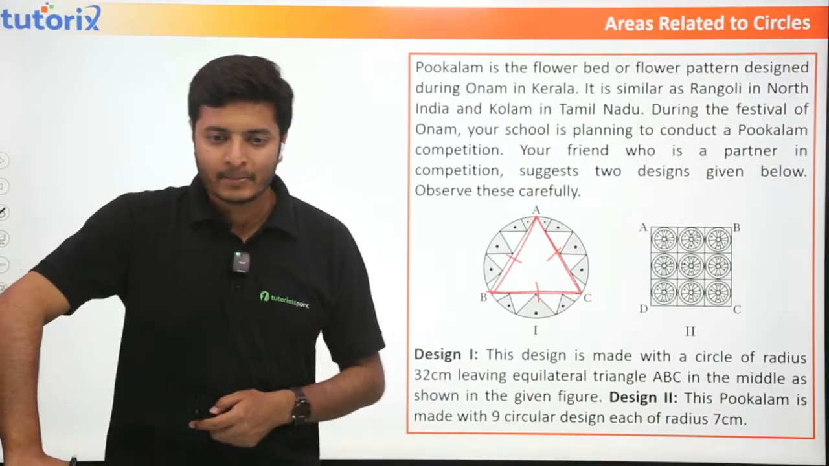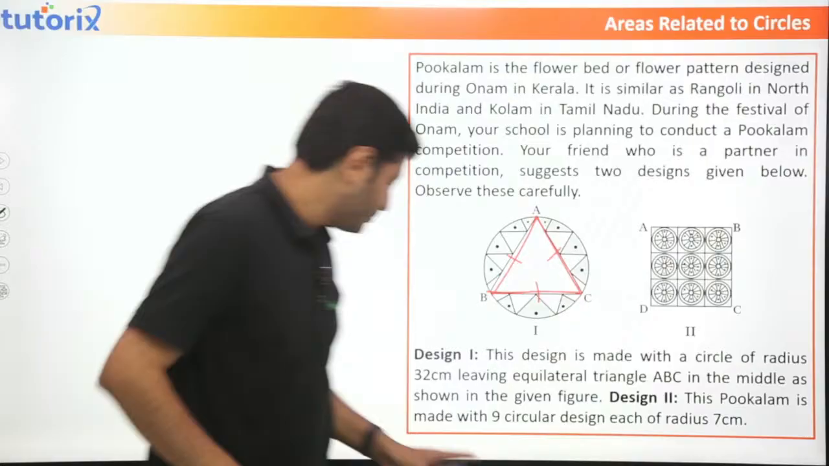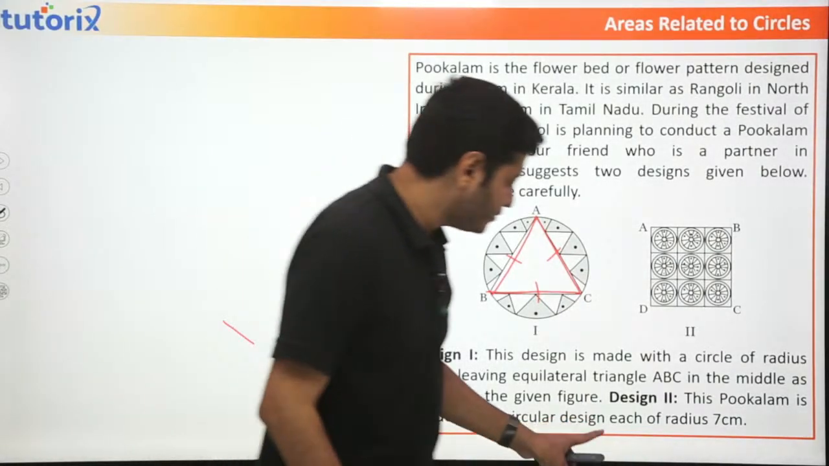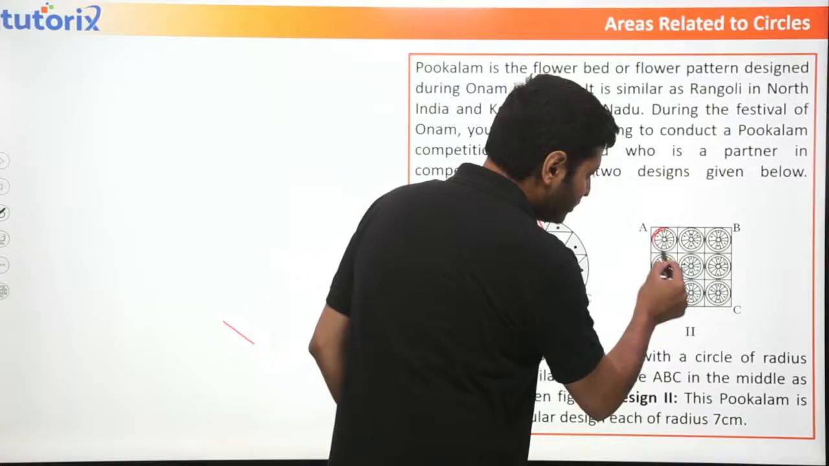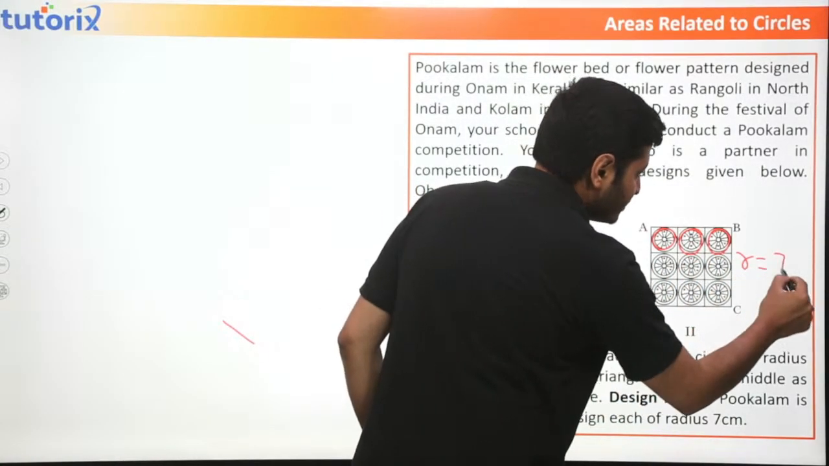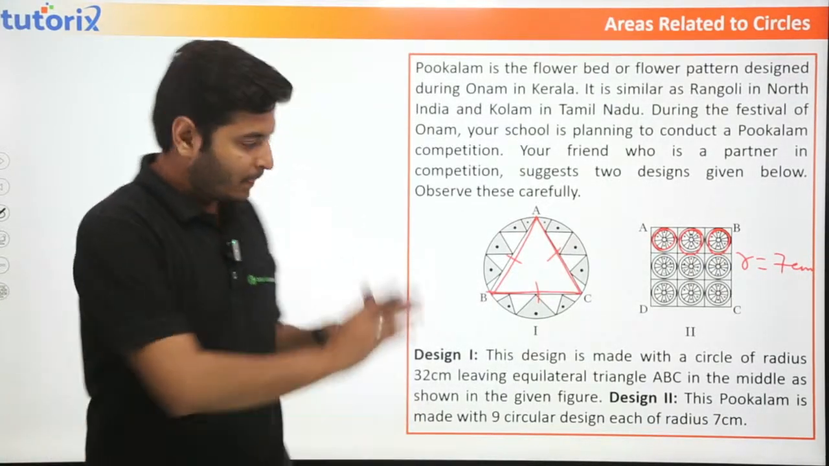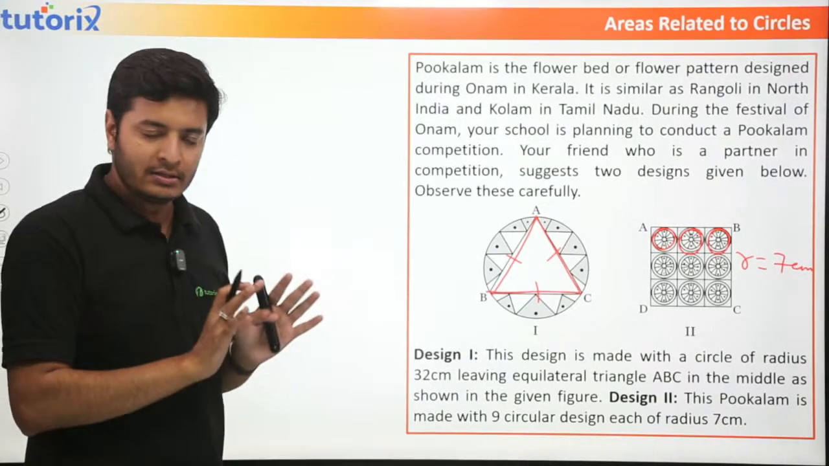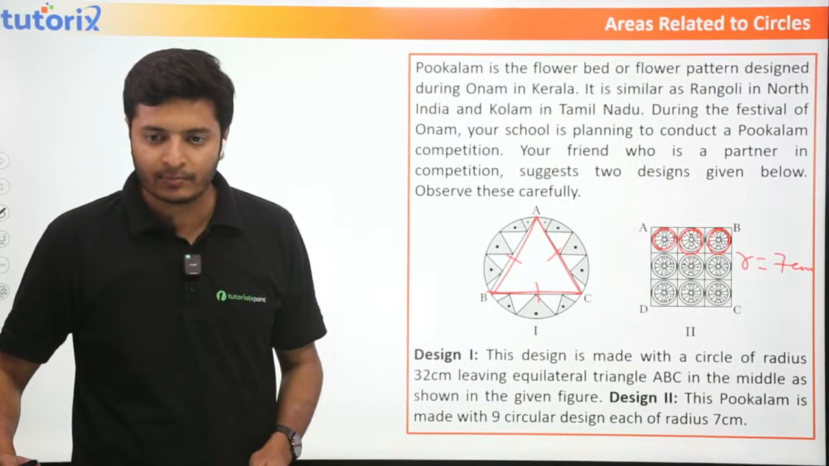What about design 2? This Pokalam is made with 9 circular designs, each of radius 7 centimeter. So all the circles are having the same radius, 7 centimeter. Okay, so we understood the scenario, we understood the case study. Now how about some problems?